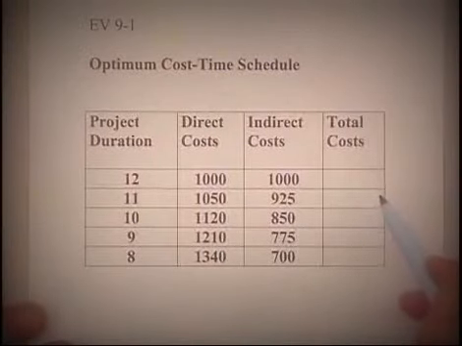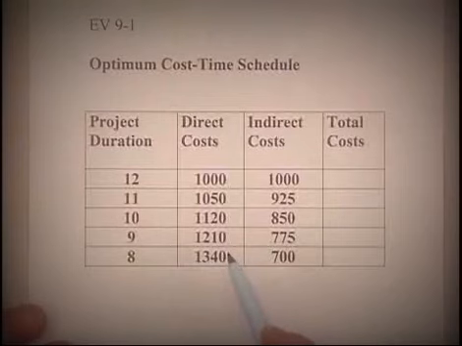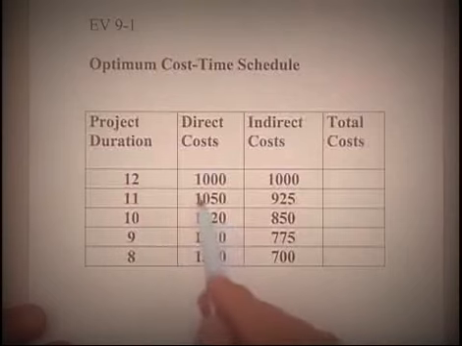Okay, from our previous work, we now know we can take the project network from 12 days to 8 days, but now we want to figure out what's the optimum cost time schedule. And there's two things to keep in mind here.